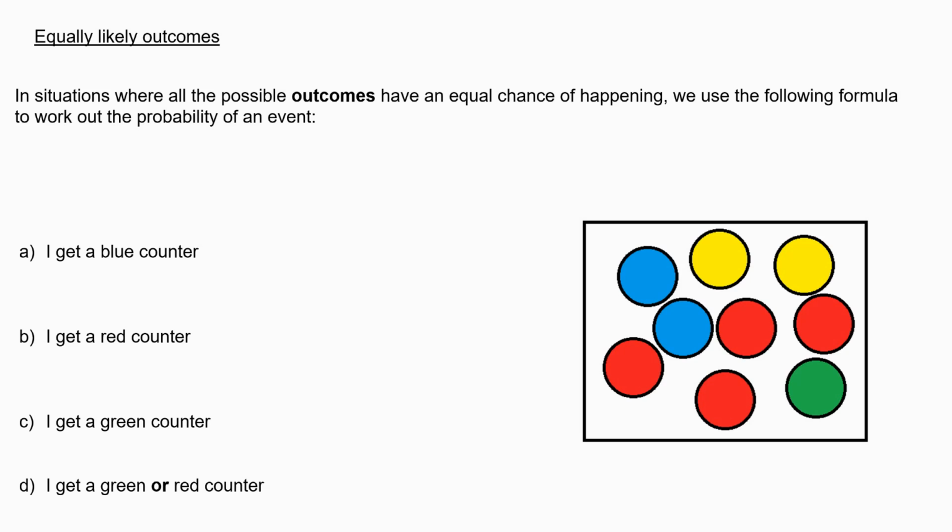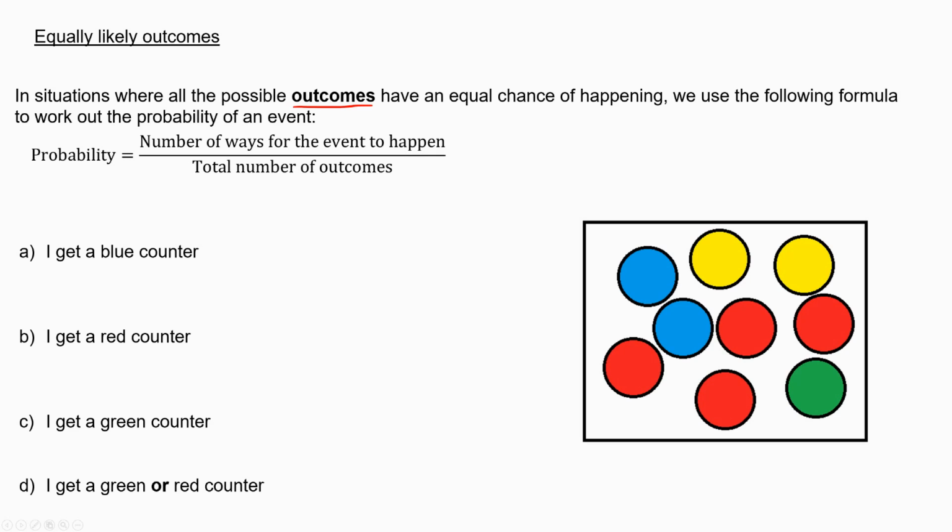In maths, we're obviously more interested with calculations to do with probability. Now, in situations where all the possible outcomes have an equal chance of happening, we use the following formula to work out the probability that that event will happen. Probability is the number of ways the event can happen divided by the total number of outcomes.